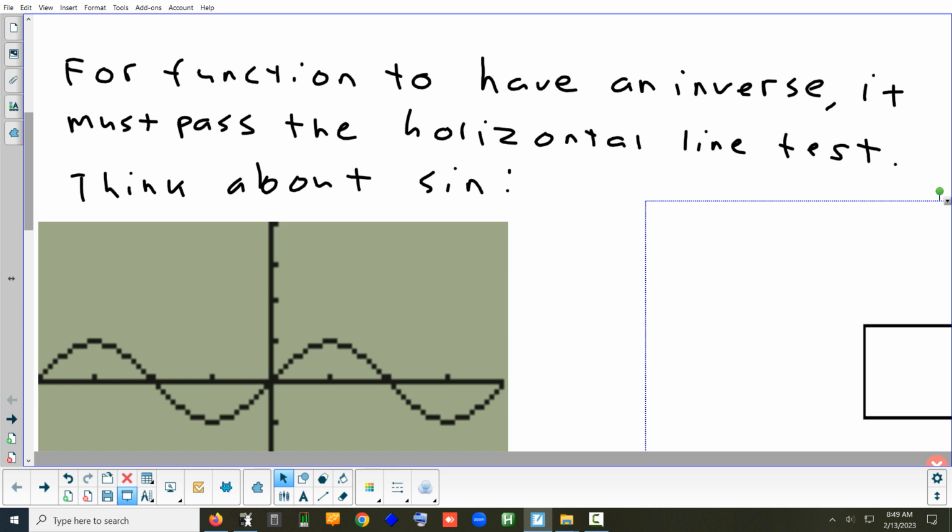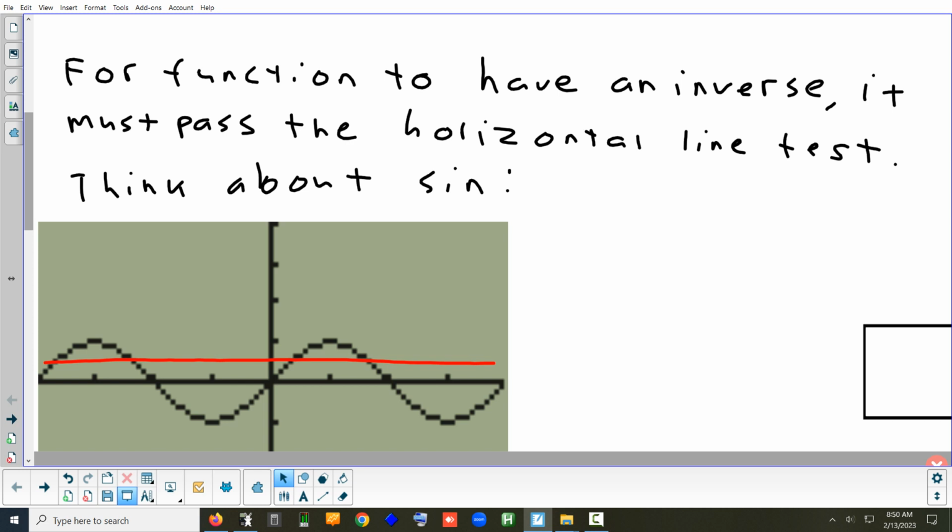What do you think, Laura? No, it's gonna hit it more than one time. So what that means is the graph of sine fails the horizontal line test, which means that the inverse of sine would not be a function. That's a problem. We need the inverse of sine to be a function. Otherwise, we can't get one answer to the problem. So we're going to figure out how to get around that.